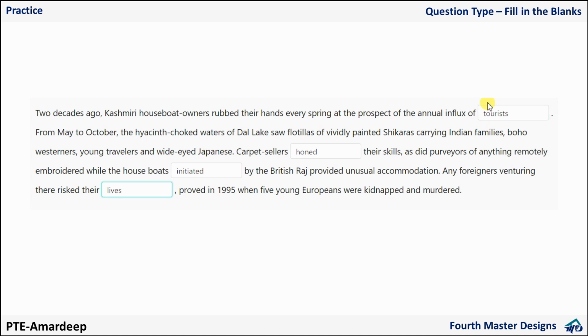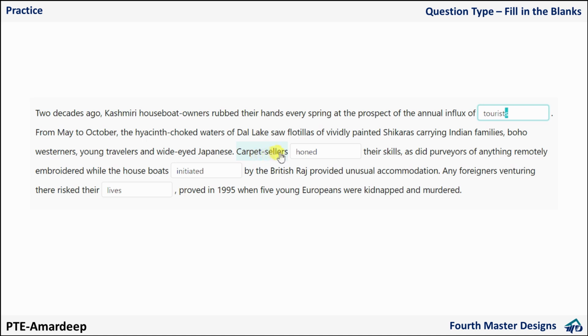Okay, so what do we have here? First one, influx of tourist. So you need to write the correct spelling: tourists. It has to be plural, because they are not talking about just one tourist. So based on that, tourists.